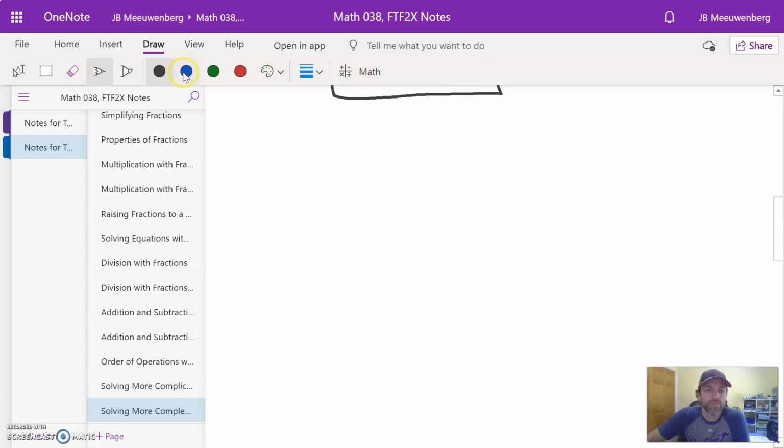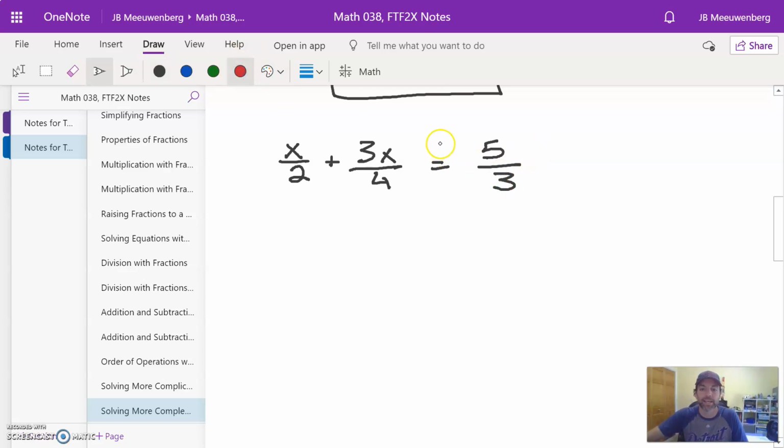Next, we've got a couple more we're going to look at. x over 2 plus 3x over 4 is equal to 5/3. Oh dear, wow, this looks fun. So this is where they do start to get complex, complicated.